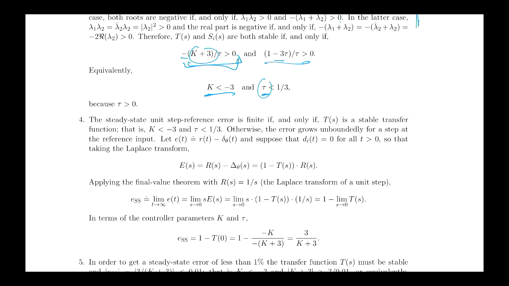The rest of the stuff here is just about applying the final value theorem. Because it's stable, if I put a step in, there'll be some transient response, and eventually we'll just get a constant value out. The final value theorem can be applied to tell you what that constant value is. That's all that's happening here, to arrive at an expression for the steady state value of the error signal. So we're applying the final value theorem to the error signal.